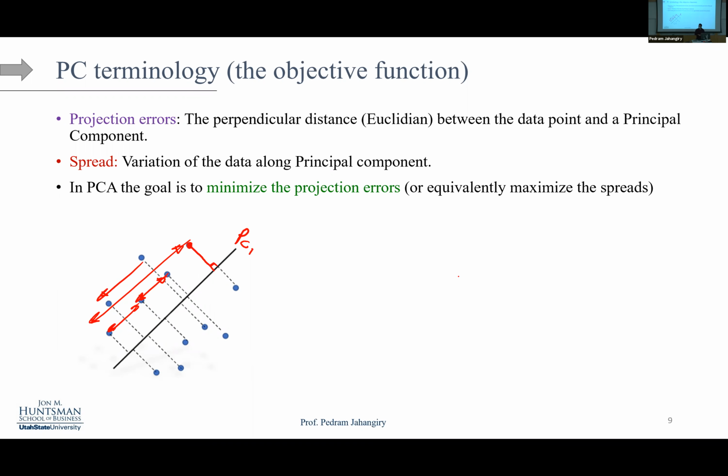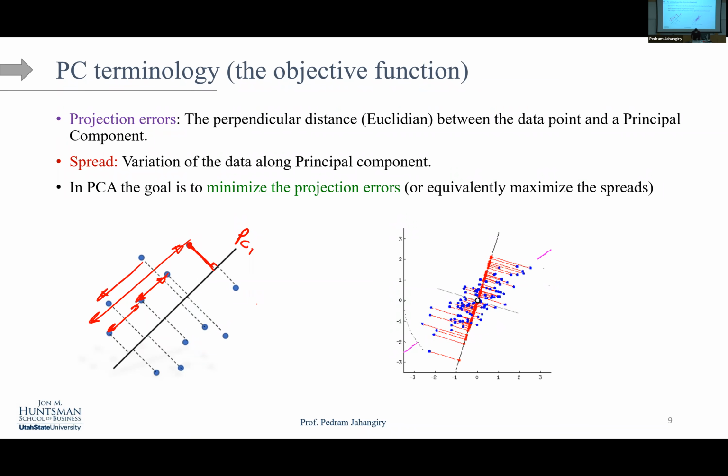So what is the objective function in PCA? The objective function in PCA is to minimize the projection errors, these ones, or equivalently maximize the spread. I think this visualization is going to help you. So what is the objective function? We know that the answer is this, right? This is the answer, PC1. But I want you to pay attention to these red lines. So the red lines are the projection errors. Where is it minimized? Look at that.